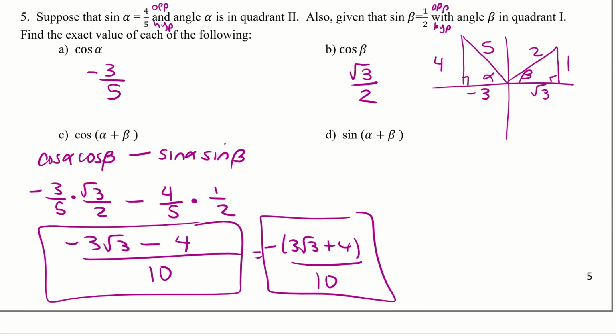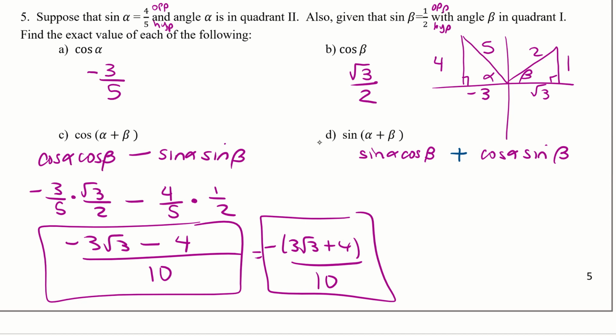For the sine formula, I'll do the sine of alpha times the cosine of beta. We will keep this a sum pattern, as it started off, and then we'll do the cosine of alpha times the sine of beta. And again, we have all of these values, so we've already found them or we're given them.